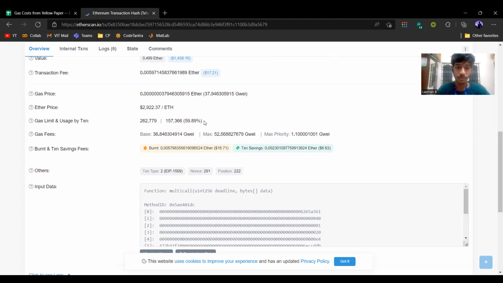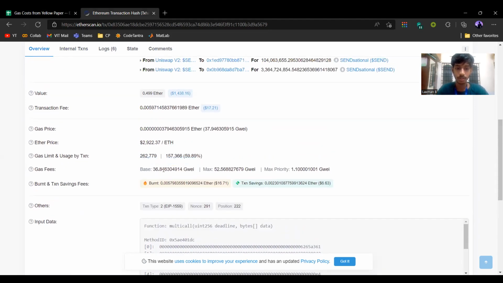So the base price is 36.84 GWei, and the miner fee is 1.100 GWei. So the total gas fee is 36.84 plus 1.1, which is this amount, 37.9 GWei, which is the actual gas price, the price that I will be paying for 1 unit of gas. As we can see, it is 37.94 GWei.